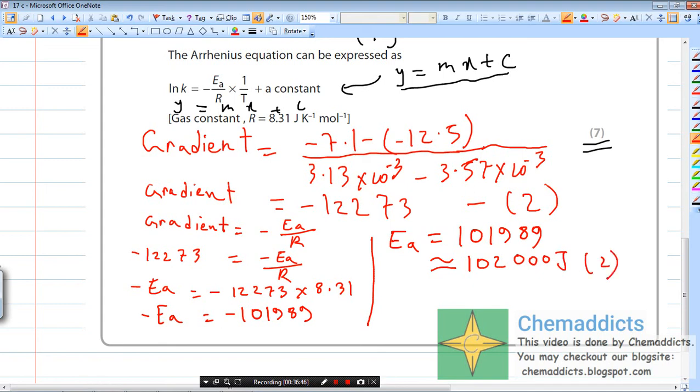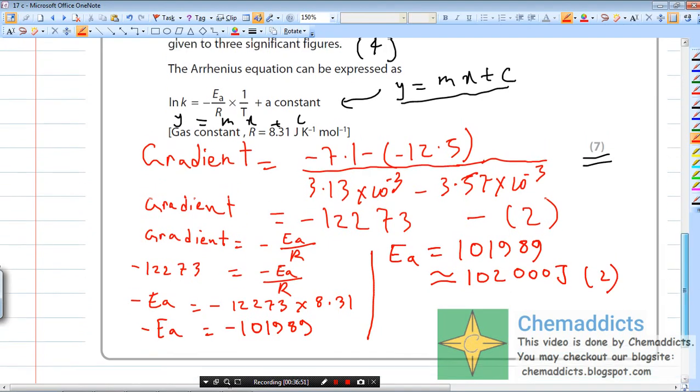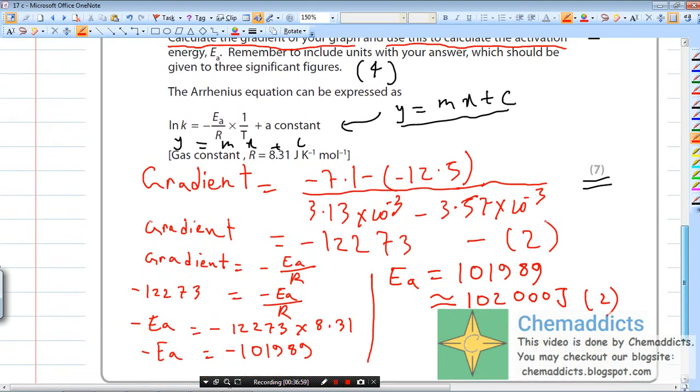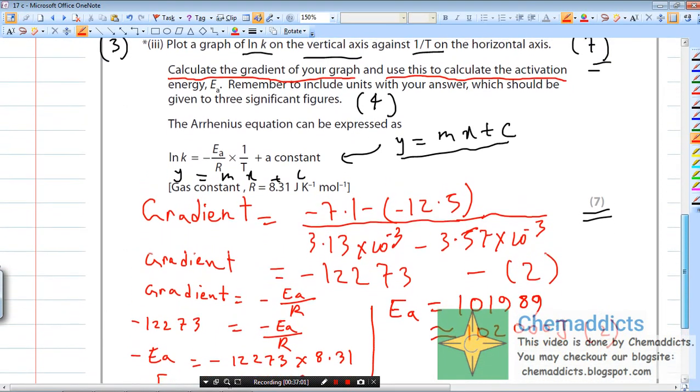So 2 plus 2 is equal to 4. 4 marks for this part, and 3 marks for the plotting. Okay, 4 marks for calculation and 3 marks for plotting the graph.